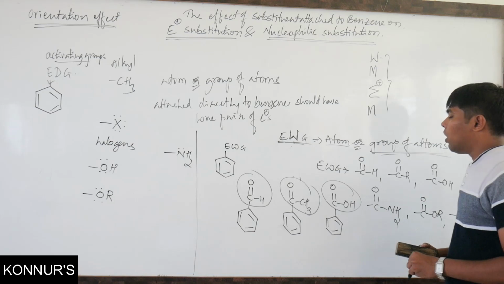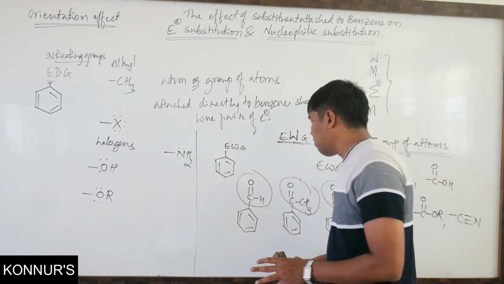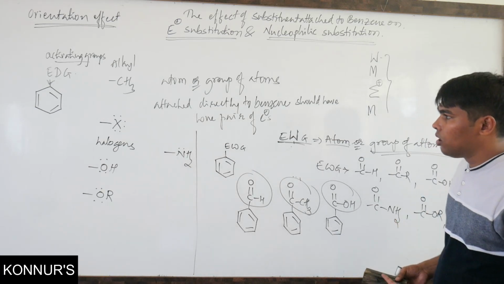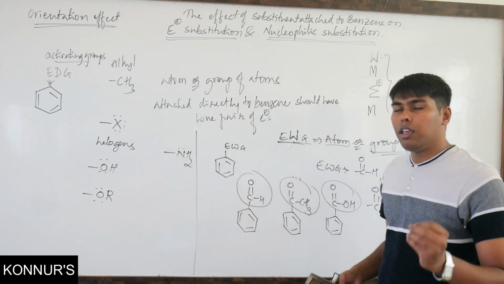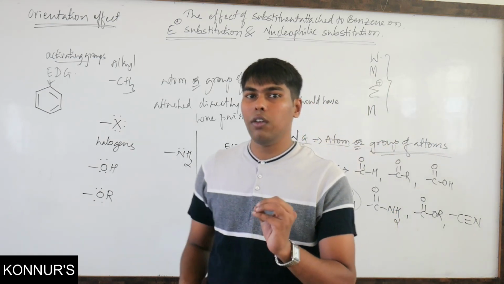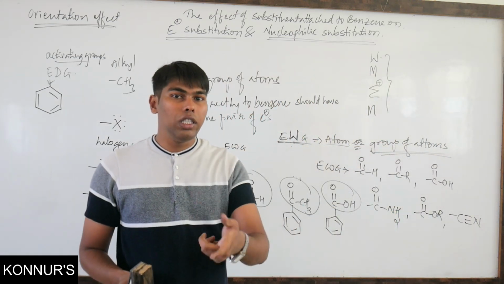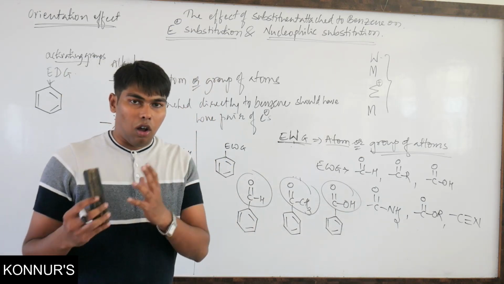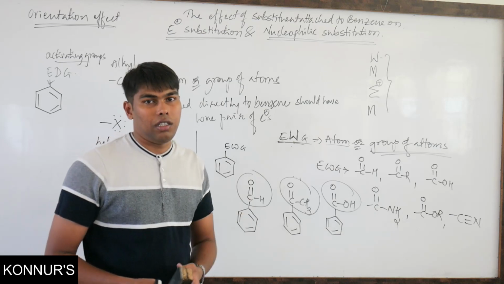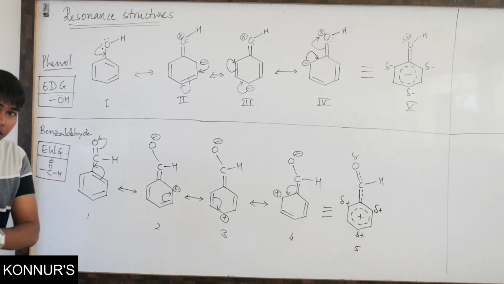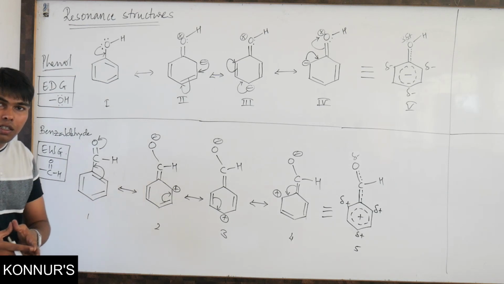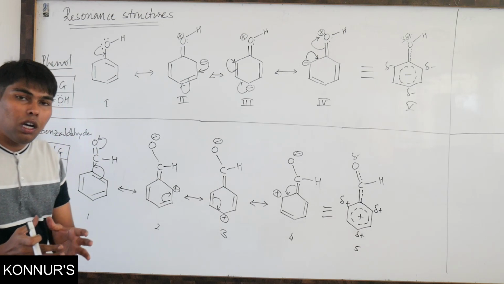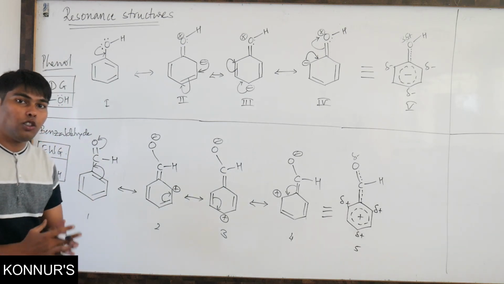Okay. Now coming to their resonance structures. Only if you know the resonance structures of them will you catch the idea of how they direct the electrophile and nucleophile to ortho, para, and meta positions. In order to know that orientation effect by the substituents on the incoming electrophile and nucleophile, we need to know about their resonance structures.